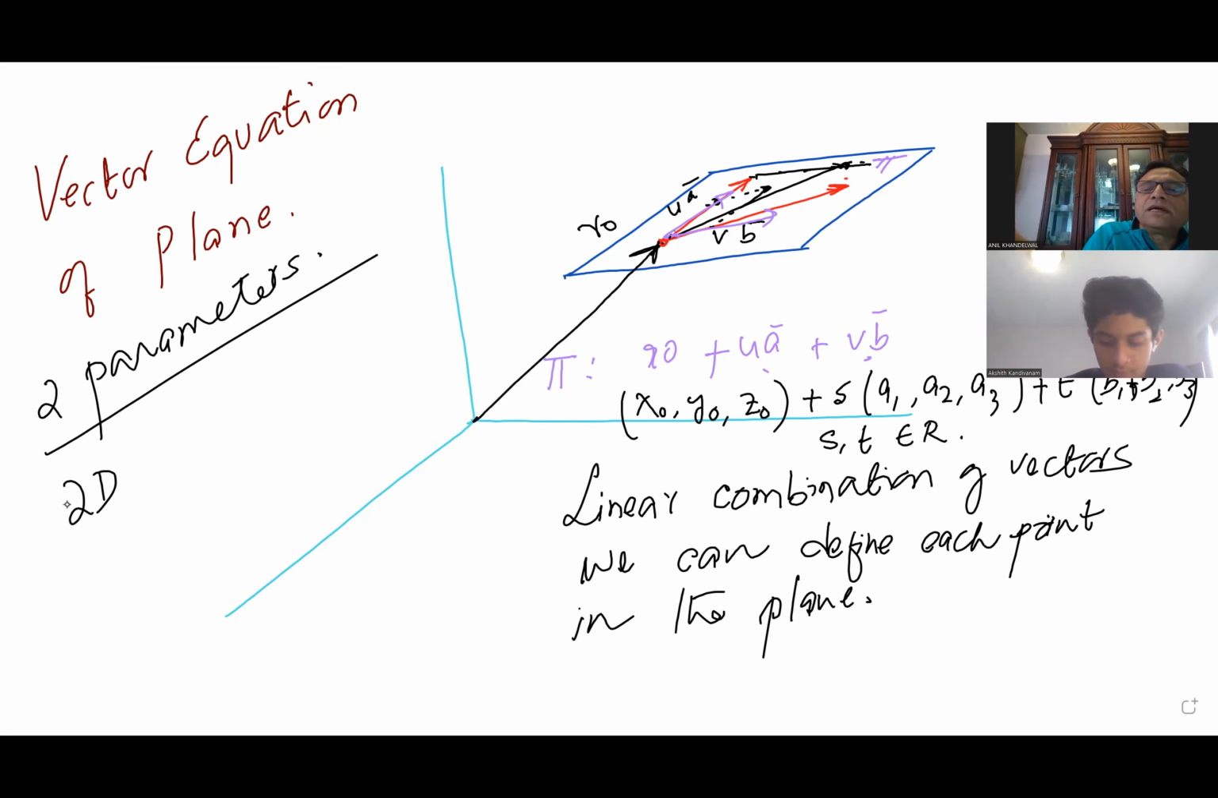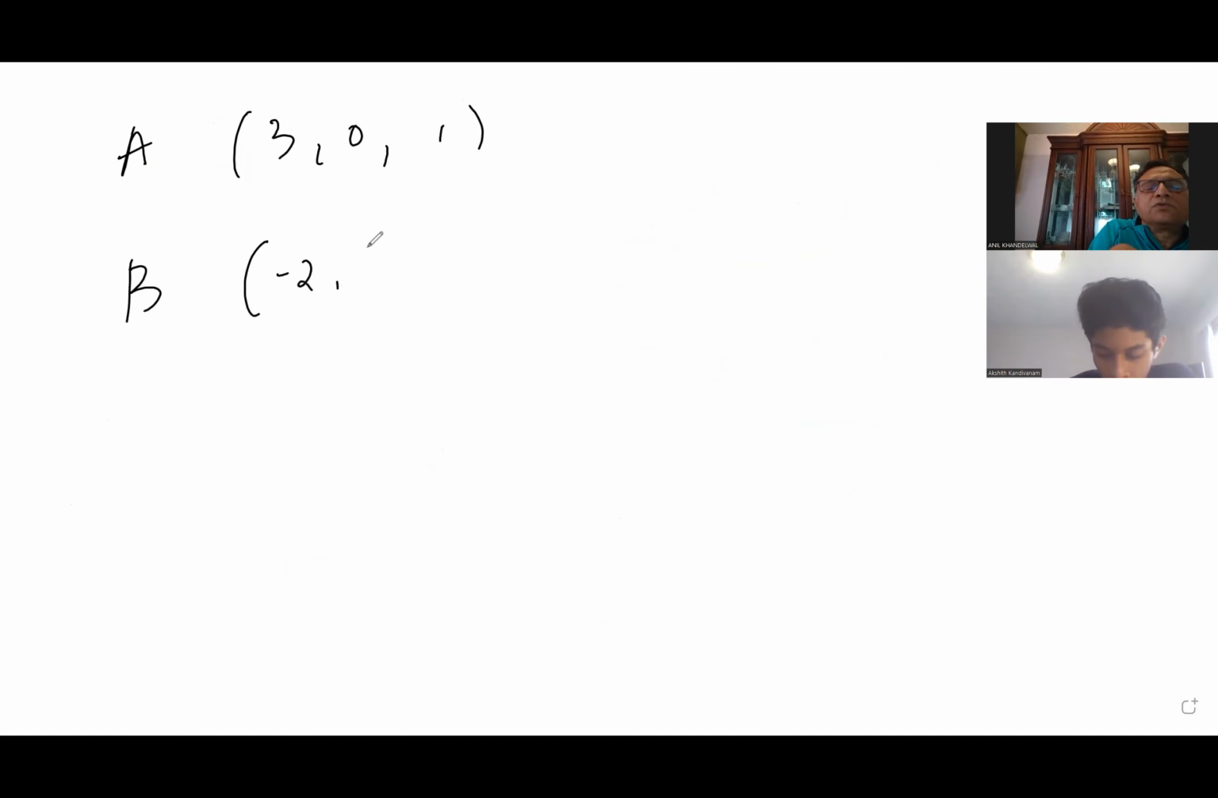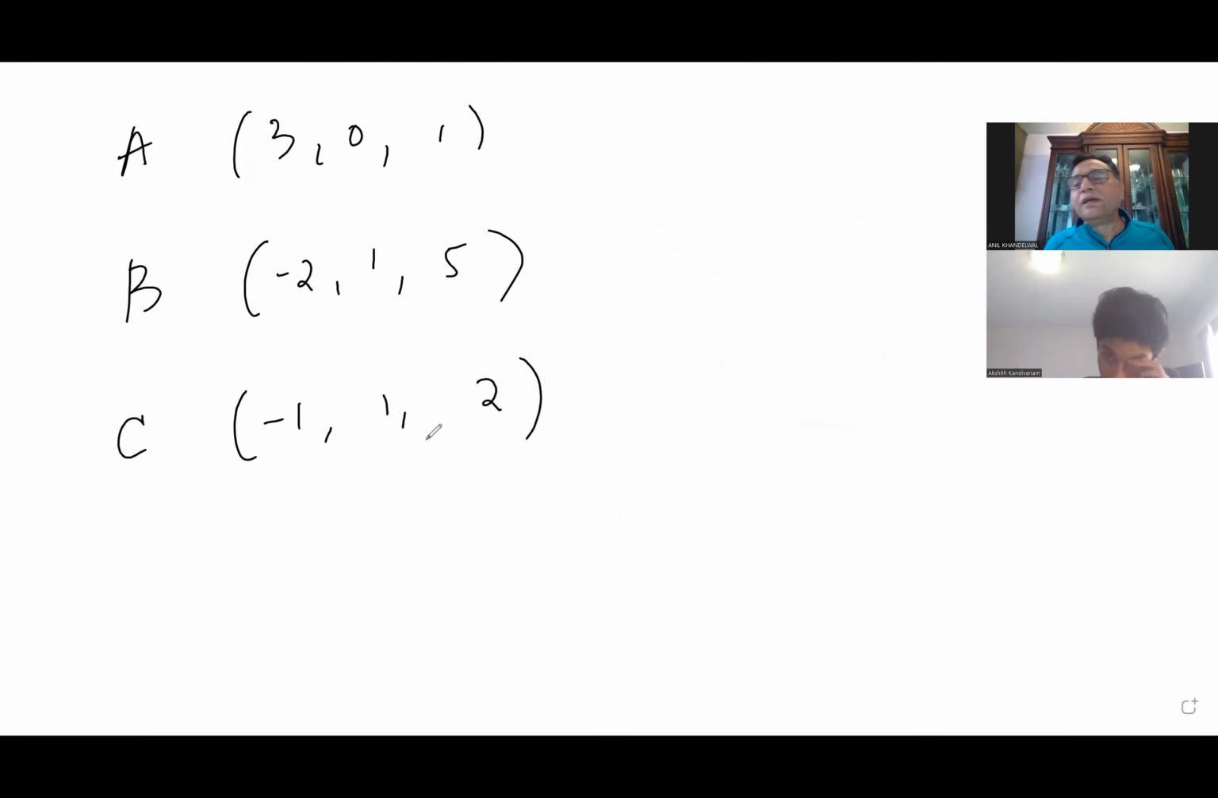Now, let's take up an example. Let's consider any points. Let's say point A is (3, 0, 1), and let's say B is (-2, 1, 5). Just randomly writing any points. Let's say this is (-1, 1, 2). If I am given 3 points uniquely, these 3 points will define a plane. So can you write down the equation of a plane?